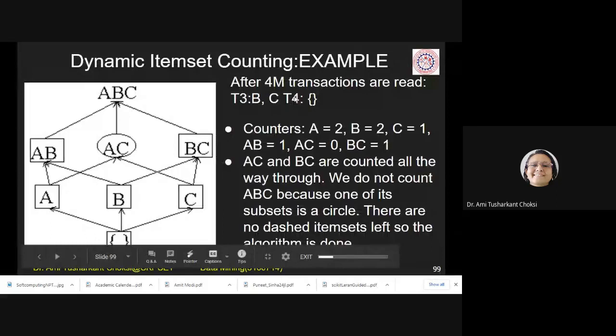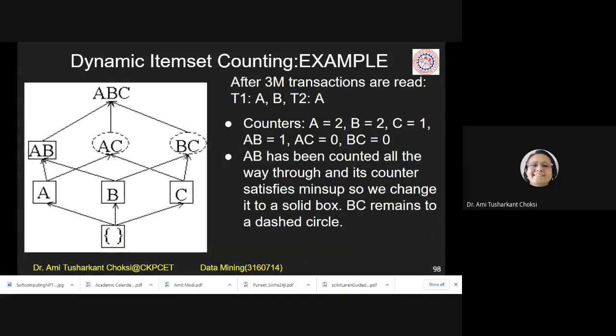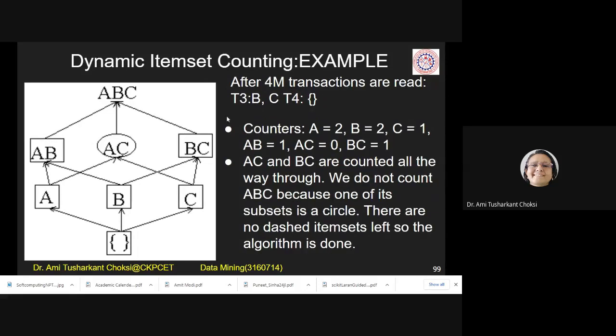So now, for the counter, single item set, A is equal to 2, B is equal to 2, C is equal to 1. AB is equal to 1, AC is equal to 0, BC is equal to 0. That was there after 3M. Now, after 4M, T3 is read. So BC is there, BC is equal to 1. AC, can we say anything about AC? It is 0 only.